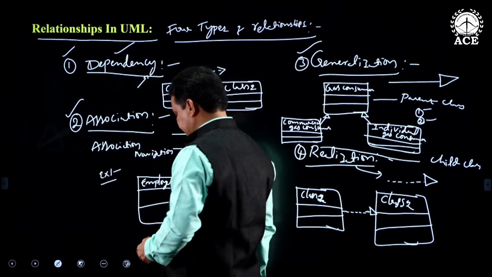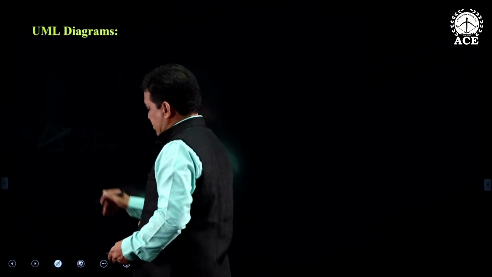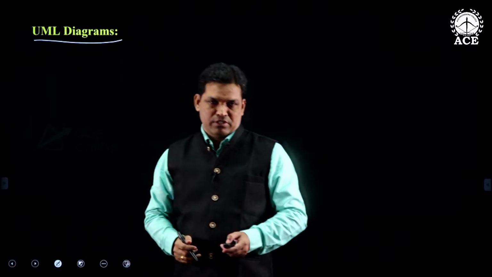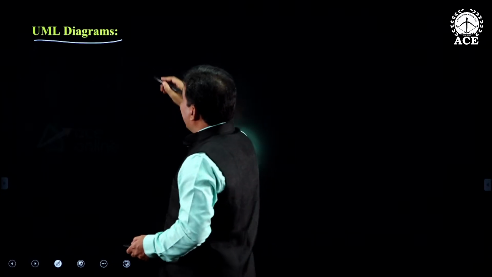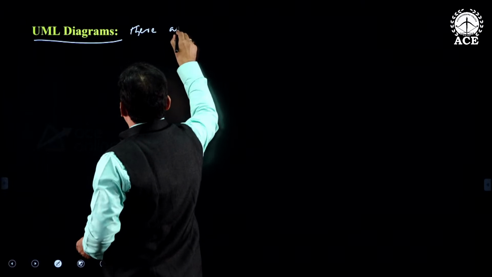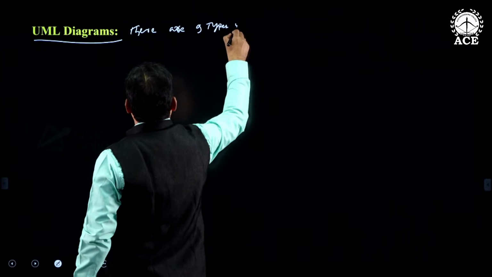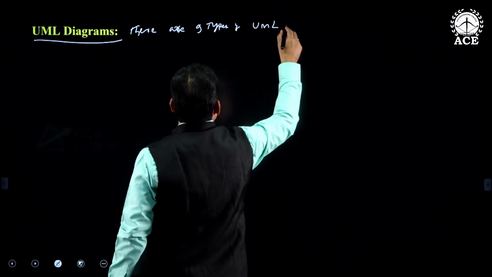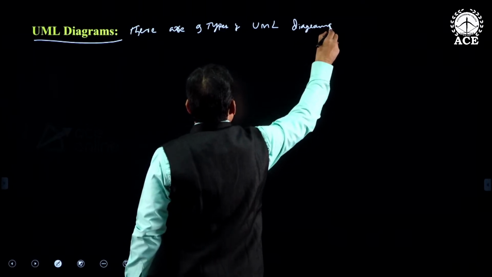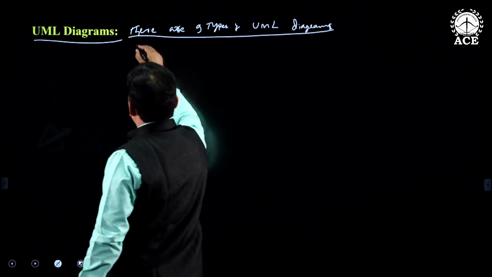Coming to the next topic, we are going to discuss UML diagrams. What are the various types of diagrams in UML? How many types of UML diagrams are there? There are 9 types of UML diagrams, which are classified into 2 categories.